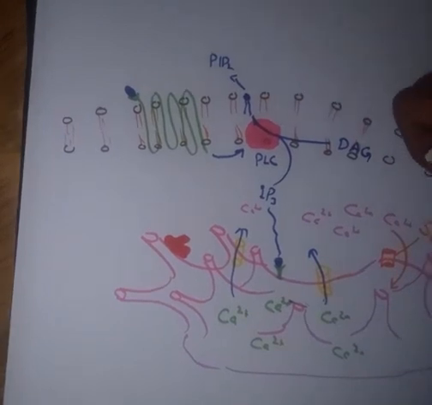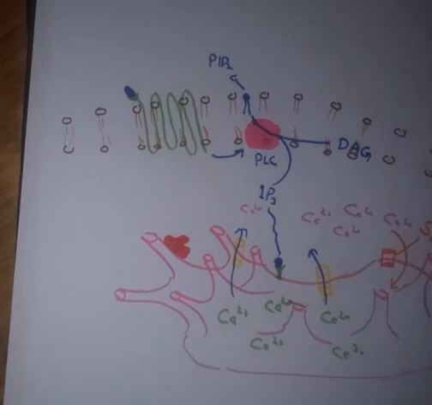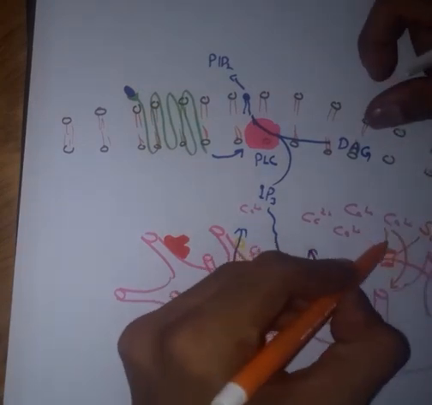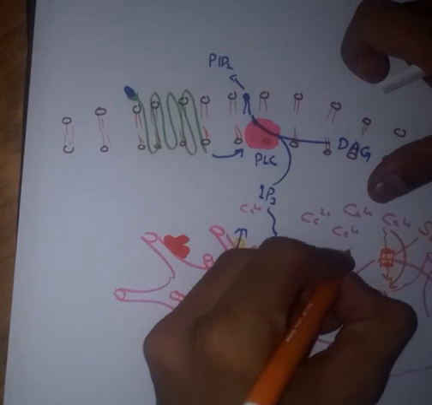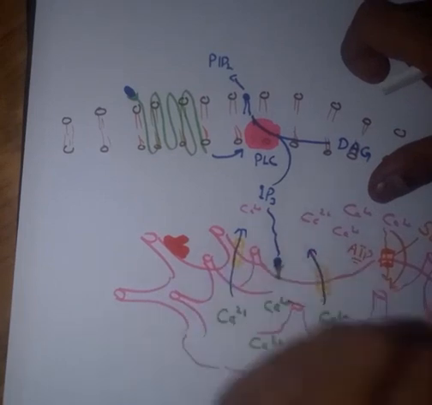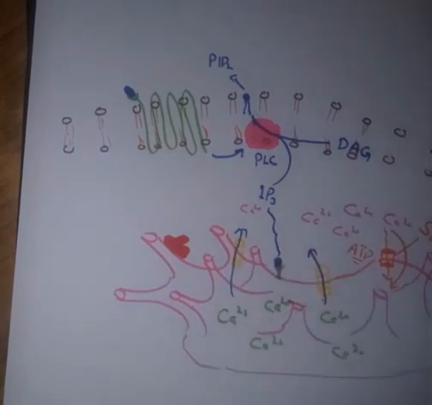Smooth endoplasmic reticulum calcium active pump. Okay, now with the help of this pump, the calcium will move back inside the smooth endoplasmic reticulum, and this pump will use ATP as well. Okay, so it means this is an energy dependent process.